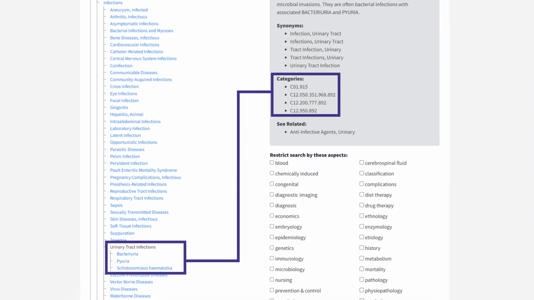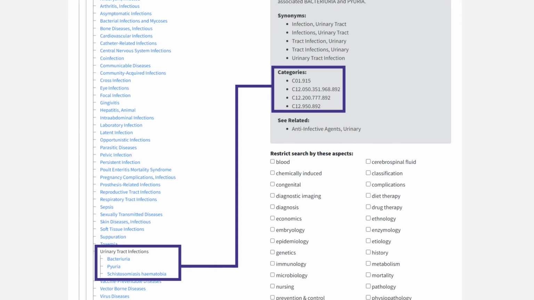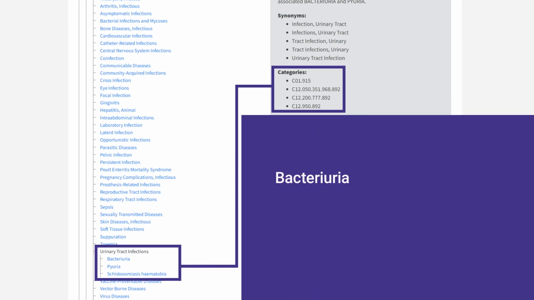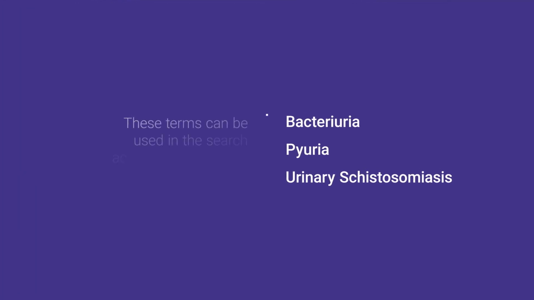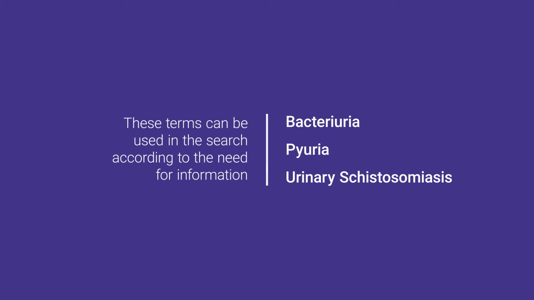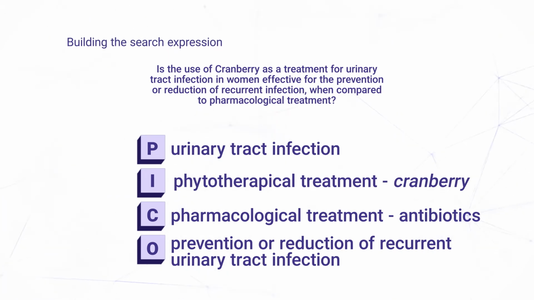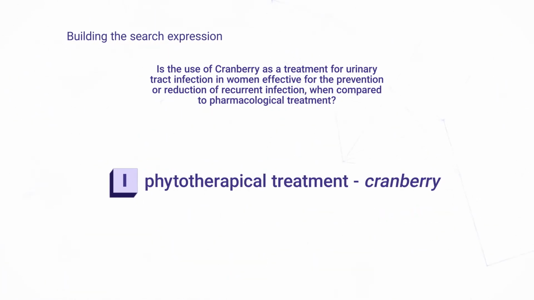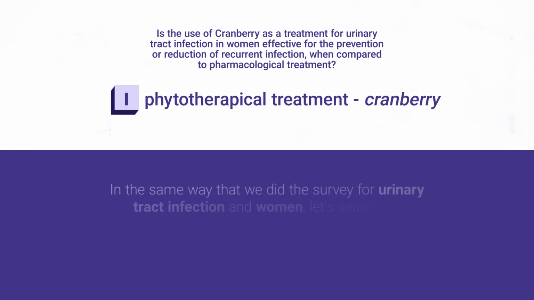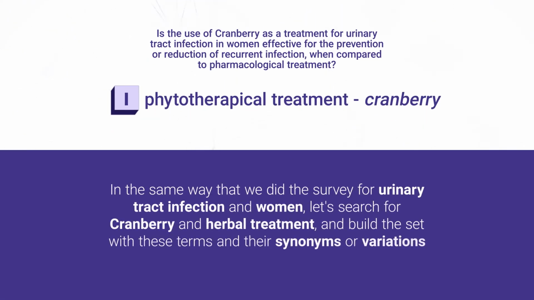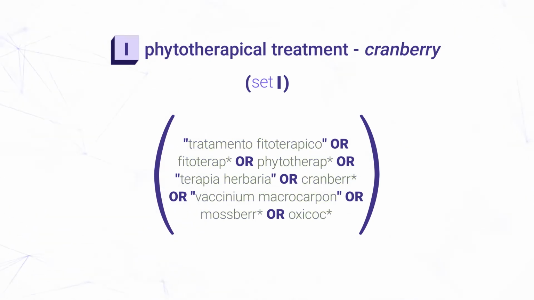Pay attention to the three categories that the term fits into. In the first category, the terms bacteriuria, pyuria, and urinary schistosomiasis appear. These terms can be used in the search according to the need for information. From this point on, let's talk about herbal treatment and cranberry, element I of PICO. So, in the same way that we did the survey for urinary tract infection in women, let's search for cranberry and herbal treatment, and build the set with these terms and their synonyms or variations. In the picture you can see the terms that were selected for the search criterion I.